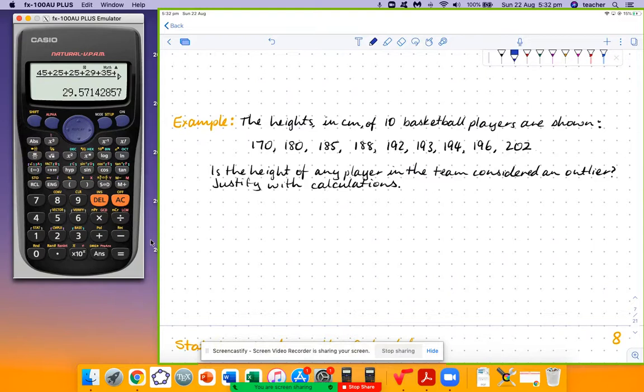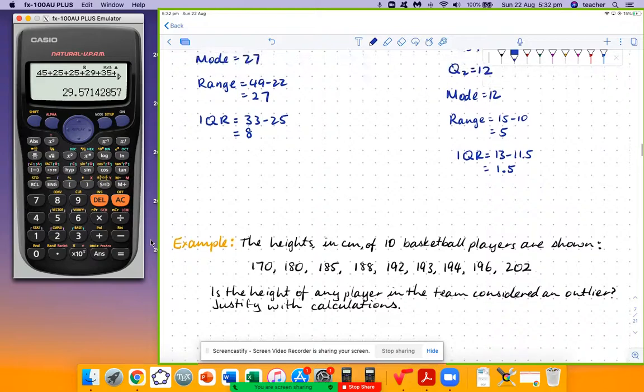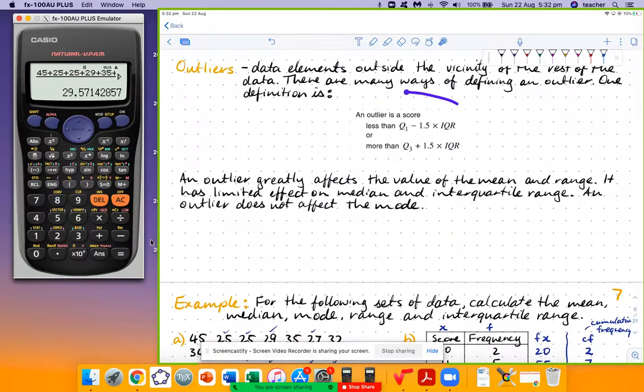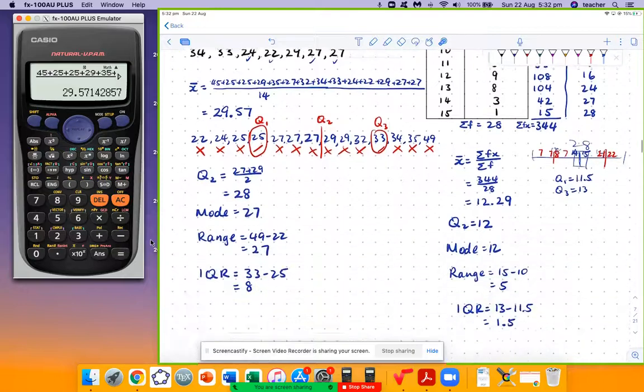We've also got an outlier question. So the heights in centimeters of 10 basketball players are shown. Is the height of any player considered an outlier, justified with calculations? So when you're looking at these questions, you always need to do some sort of calculation, and that's this calculation that we were talking about up here. Okay, so an outlier is a score if it's less than Q1 minus 1.5 times the interquartile range, or bigger than Q3 plus 1.5 times the interquartile range.